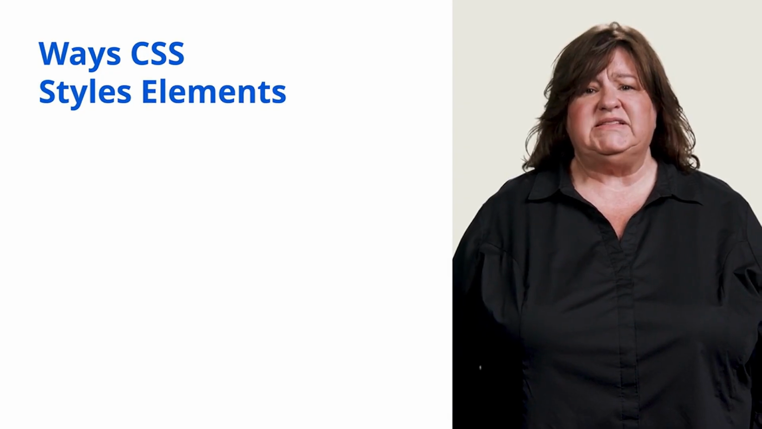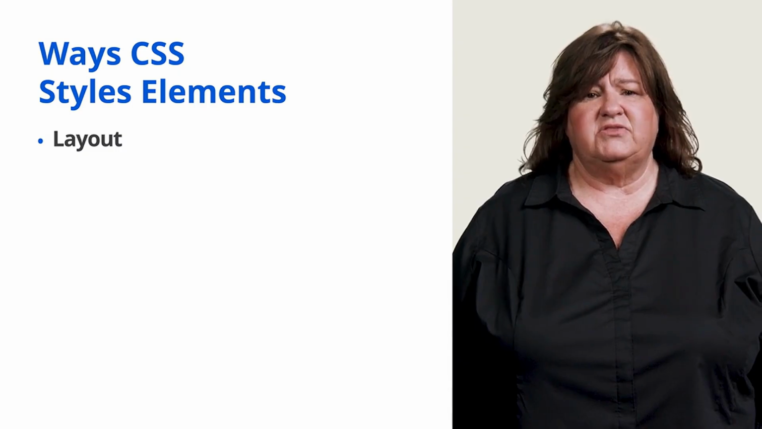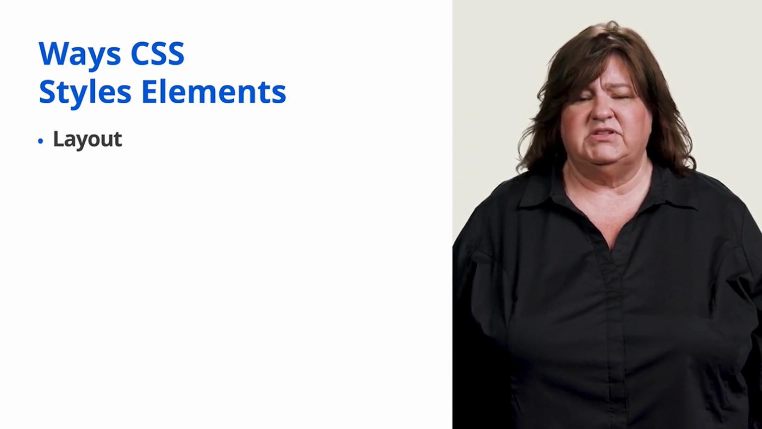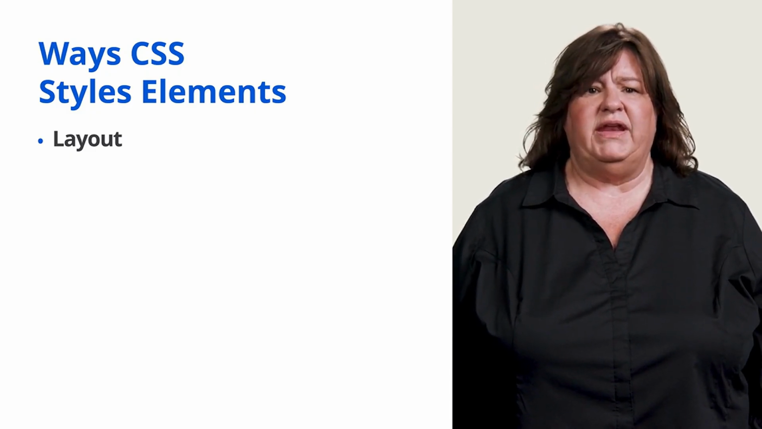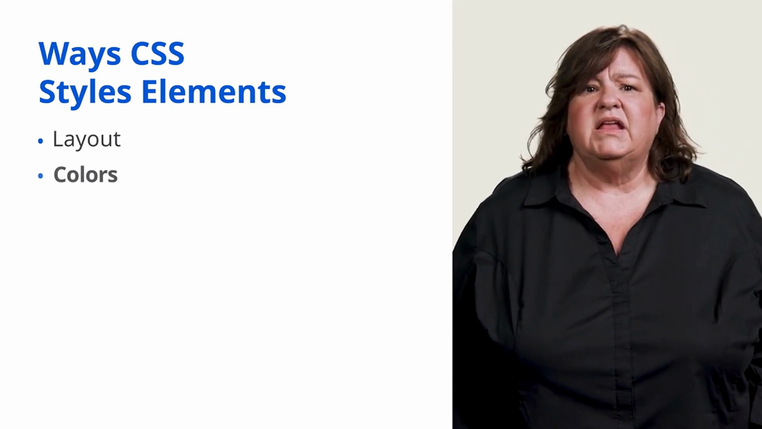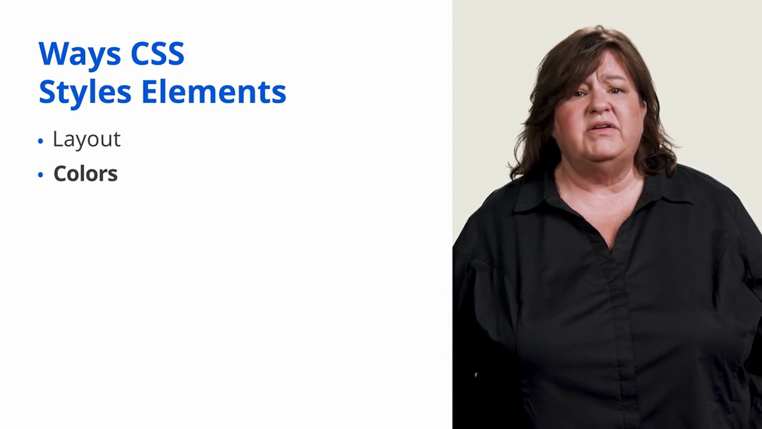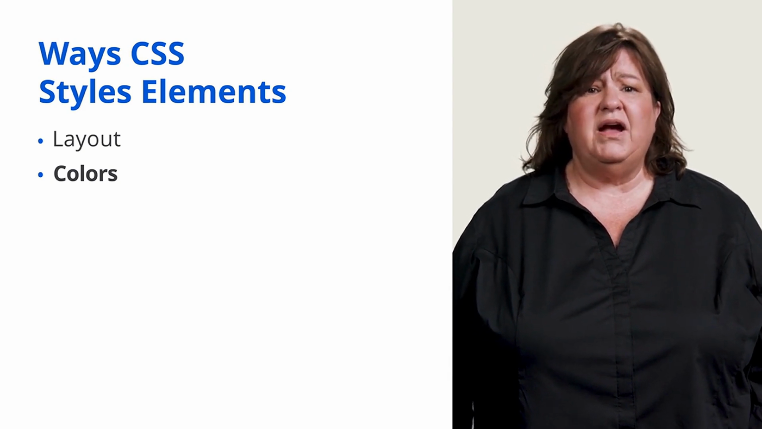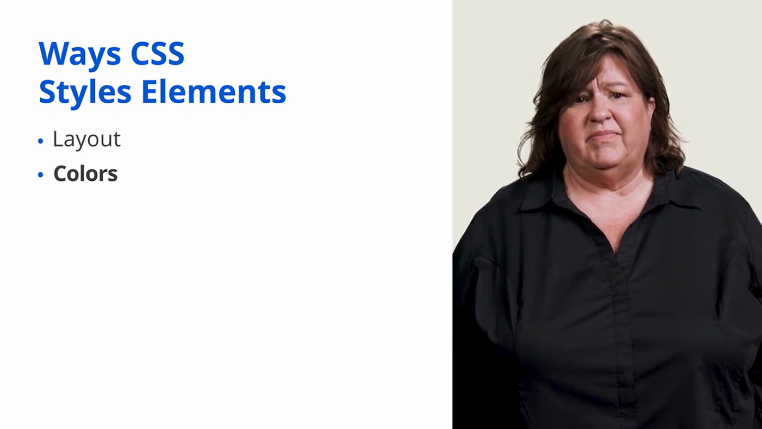Let's review a few ways CSS can style elements. First, CSS controls the design of a web page, meaning it determines how elements like headers, footers, and sidebars are arranged. Layout plays a key role in how users navigate and interact with the content. Second, CSS controls the colors used on a website, including background colors, text colors, and link colors. Using the right colors can reinforce branding and make a website visually appealing.